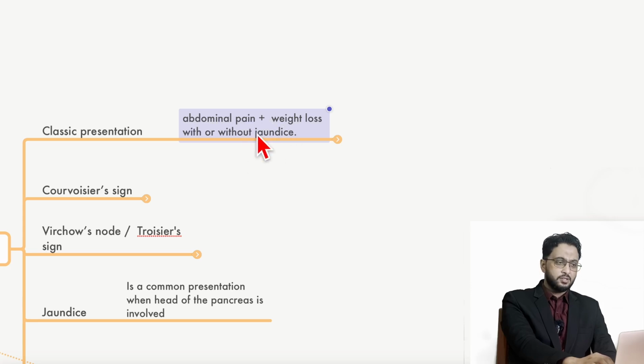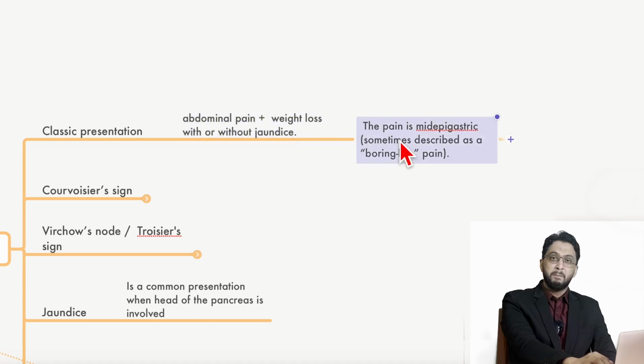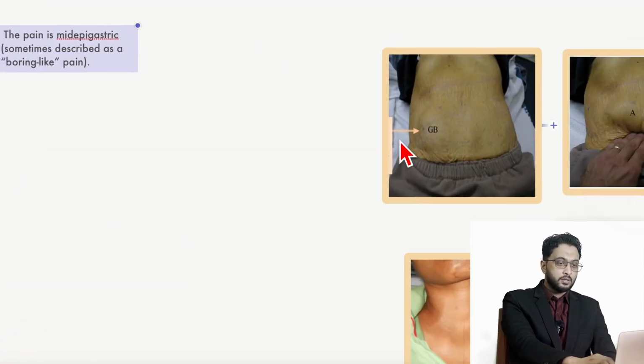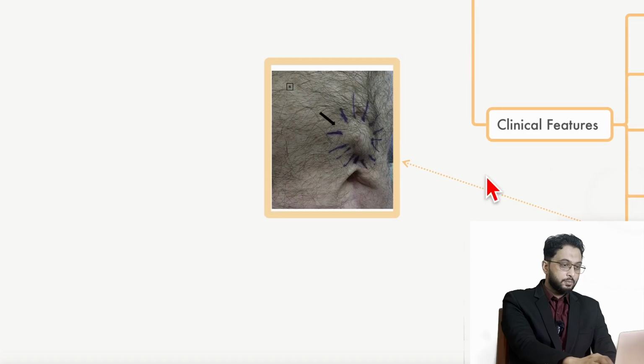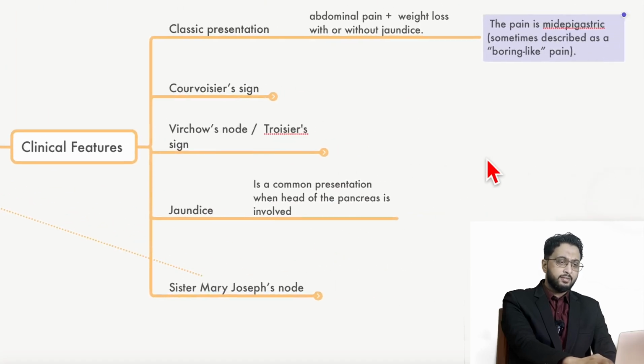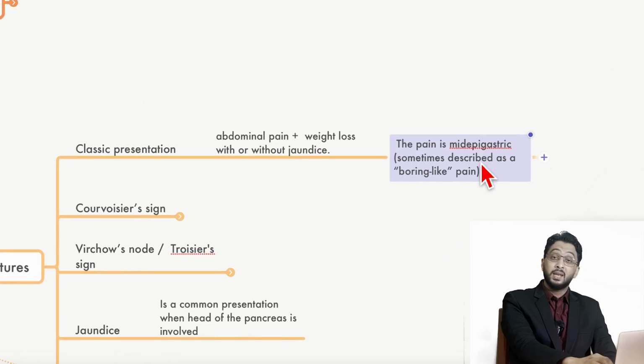This is a classical symptom. Abdominal pain. If you want to know the location, it is mid-epigastric, just above the navel, middle area, mid-epigastric region. There is this picture. Exactly, this is your navel, just above this. You can have the mid-epigastric pain, and typically it is described as boring-like pain. Now, I don't know if our patients will say that, but definitely the English-speaking population says a boring pain.